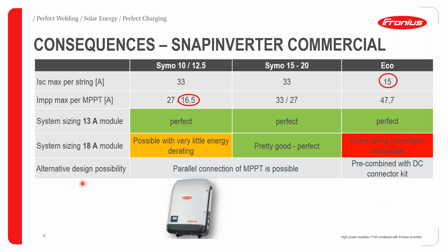And alternative design possibilities for both the Symo 10 to 12 kilowatts and Symo 15 to 20 kilowatts is going to be able to do this also by parallel connection of the MPPTs, especially for the 10 and 12 kilowatt Symo. But for the Eco, in this case, if you desire to use an 18 amp module, you're going to require a DC combiner box. So with a DC combiner box, we also have the DC connector kit, so that you're able now to connect this DC power using only plus and minus to the inverter with this DC kit that you order from Fronius.